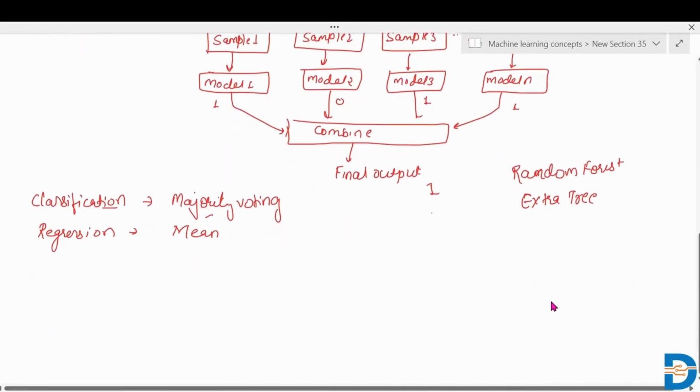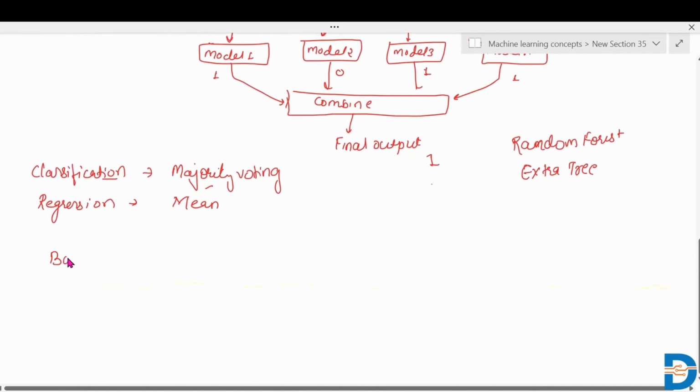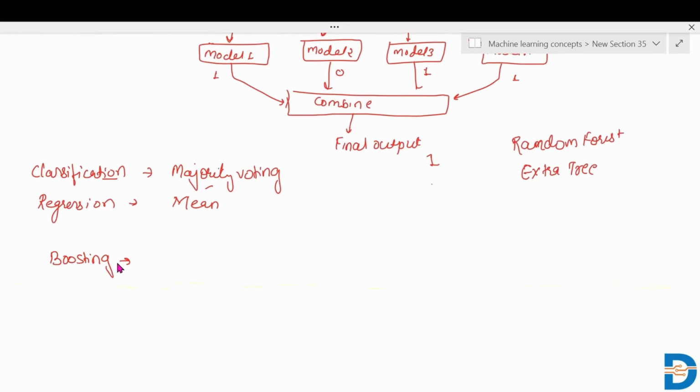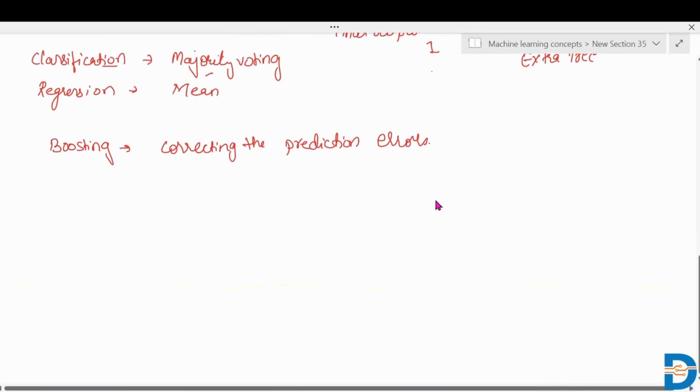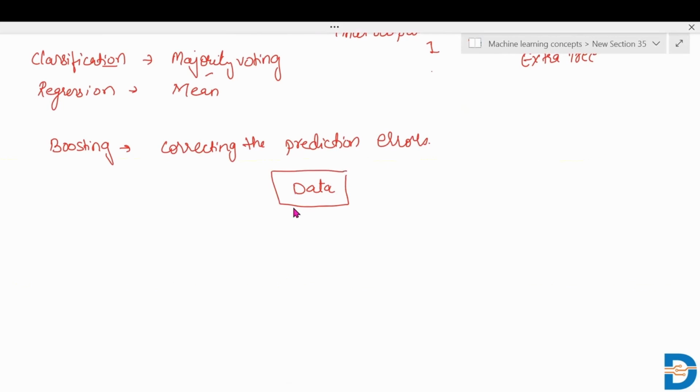So let's move towards the boosting technique. So what is boosting technique? So boosting technique works on the idea of correcting the prediction errors. Okay, so let's understand this again with a diagram. So for example, we have some input data set that is divided into some samples.